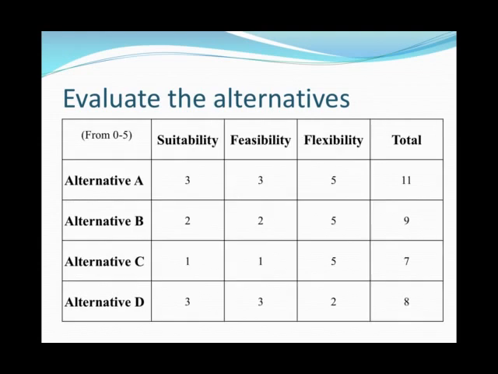Now, if we want to evaluate the alternatives with the SFF, the suitability, feasibility, flexibility matrix, it would look something like this. I just chose, you can choose any range you want. I chose from 0 to 5, meaning 0, something is not suitable, it is not feasible, it is not flexible. 5, meaning it is very suitable, it is very feasible, it is very flexible. So when I look at our example here, paying doctors that work in rural areas more money.